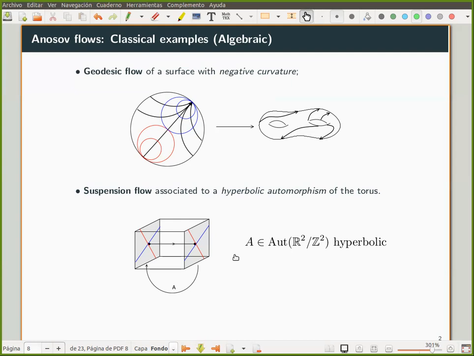Suspension Anosov flows are the simplest Anosov flows from many points of view. For example, they are the only ones which support a global transverse section. There is a boundaryless surface embedded in the three-manifold such that the flow can be written as the first return map to this global section.